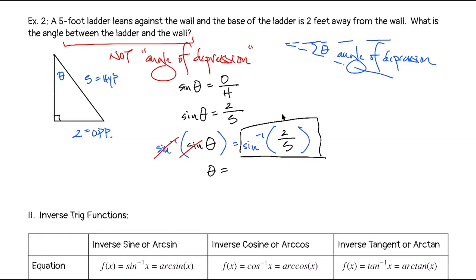Yes, we wanna be in degrees, okay? So we're gonna make sure we're in degrees for word problems. And when we're not in word problems, we're probably in radians, okay? But word problems, degrees. So when we type that in, what do we get? Yay, that's what I got too, 23.578 degrees, okay?